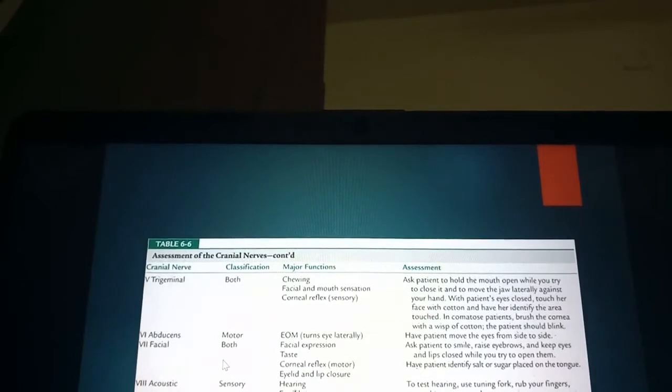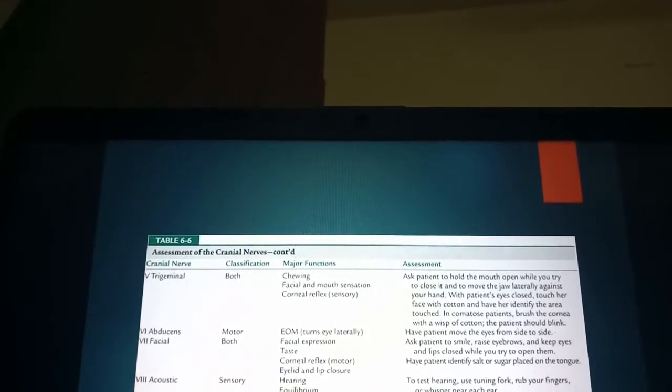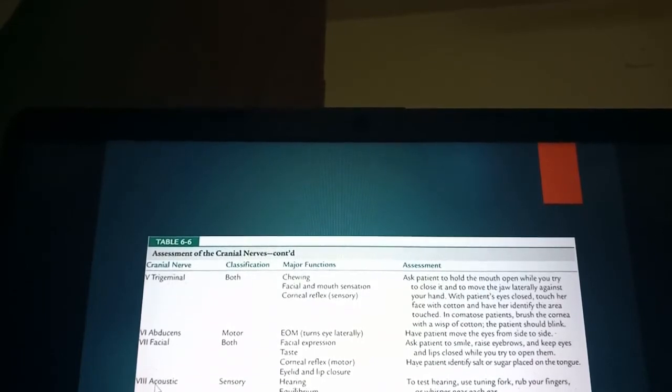Facial nerve, both sensory and motor function. Facial expression, taste and corneal reflex, as well as eyelid and lip closure. Acoustic, sensory in function, hearing and equilibrium are the two functions.